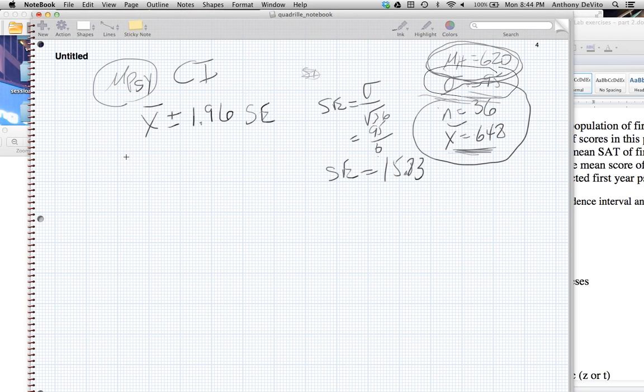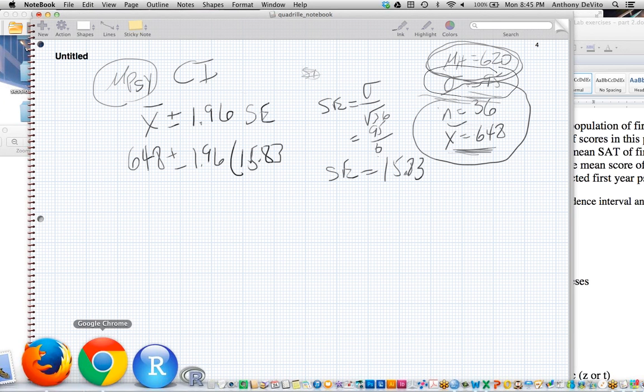So let's calculate this. 648, remember it's X bar, not the population. I find confidence intervals for my sample mean, not my population mean, because I already know what my population mean is. I don't need a confidence interval for that. Plus or minus 1.96 times 15.83. Okay, get my calculator out.